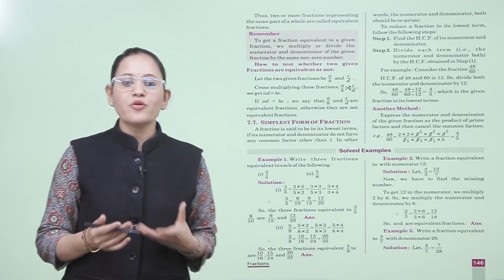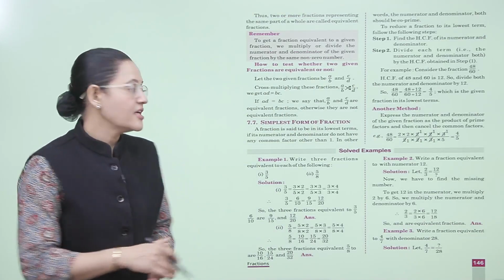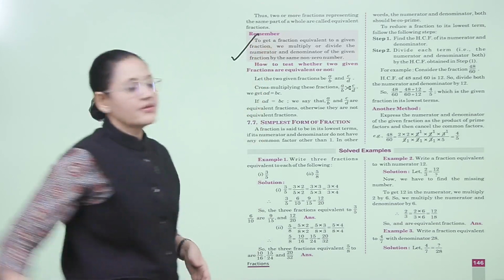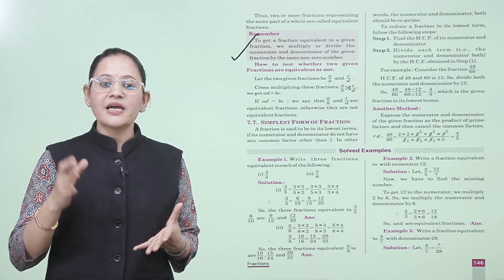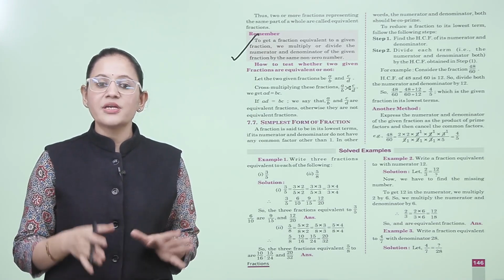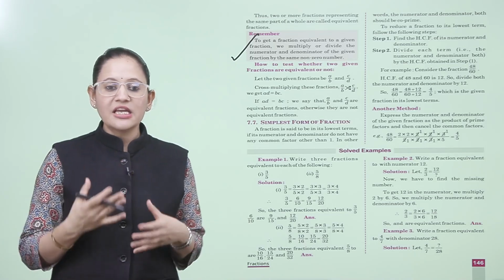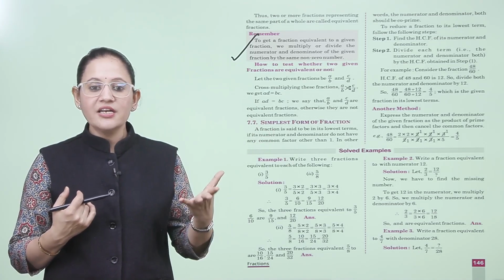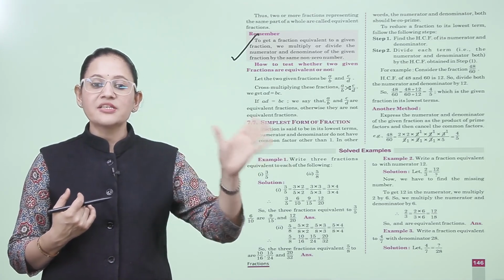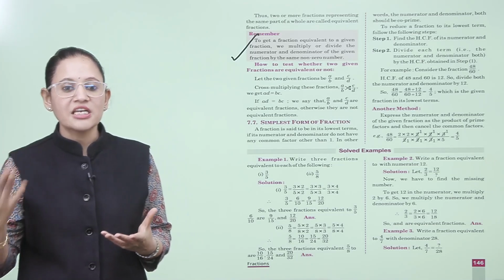Thus, two or more fractions representing the same amount of the whole are called equivalent fractions. Remember, to get a fraction equivalent to the given fraction, we multiply or divide the numerator and denominator of the given fraction by the same non-zero number. Next, how to test whether two given fractions are equivalent or not?